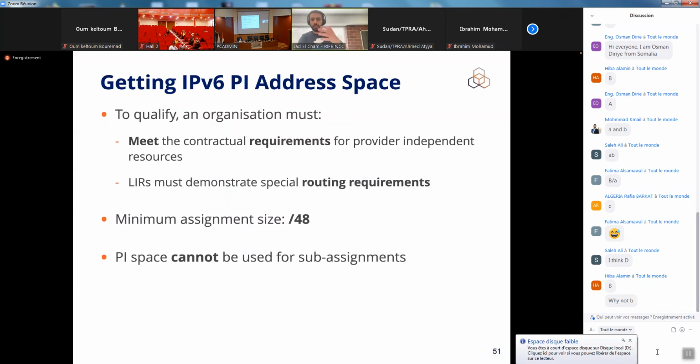All right. Now let's talk quickly about the PI space. The PI space are IP addresses that you can get from the RIPE NCC without becoming a member. It is possible to do so. You should fulfill the contractual requirement.